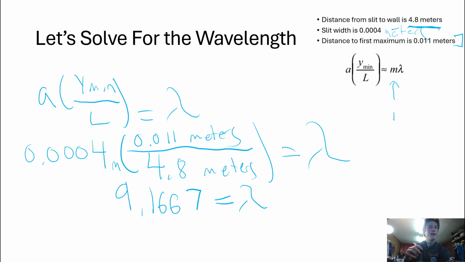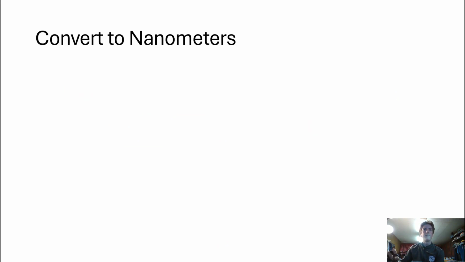What will the units be? That's an interesting question here. Basically, we just see that there's a meter here and there's a meter here, and that the meter is dividing, so they basically just cancel out. So that'll just give us meters. So lambda will be in meters, which is good because lambda is usually expressed in meters. So we get this value of 9.1667, and I forgot to add, this is 9.1667 times 10 to the negative 7. So the next step here is to convert to nanometers.